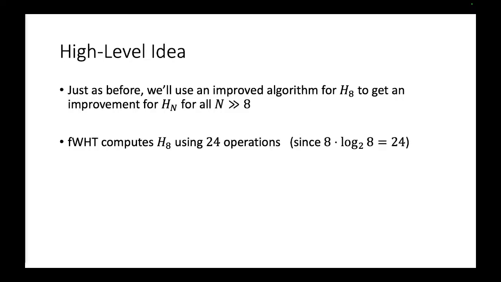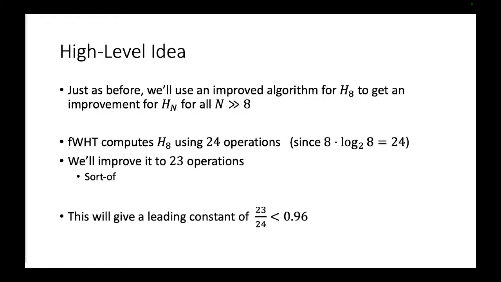And you can check the fast Walsh-Hadamard transform algorithm. It computes h8 times a vector using 24 operations, 8 times log base 2 of 8. And our main goal is going to be to improve this just a little bit to 23 operations, sort of. You'll see this is not exactly what we're going to do, but it's close. And when you apply this recursively, as we'll see, this will give the leading constant of 23 over 24, which is a bit less than 0.96. So that's the whole idea.